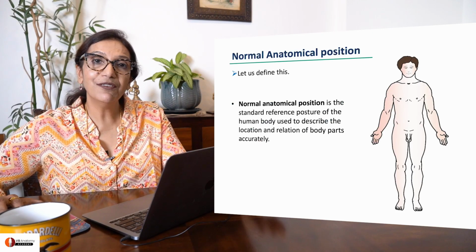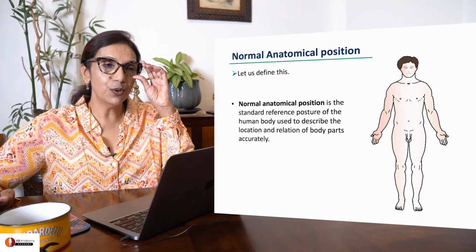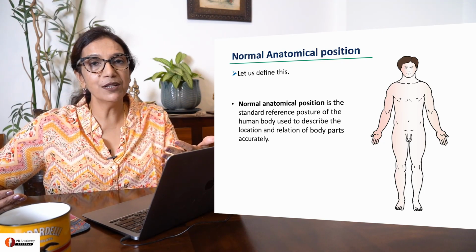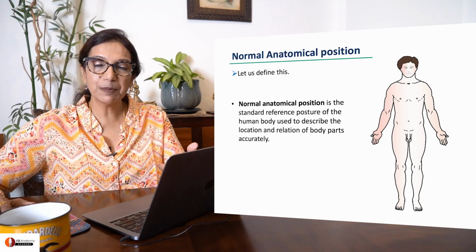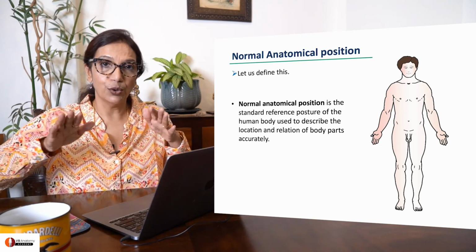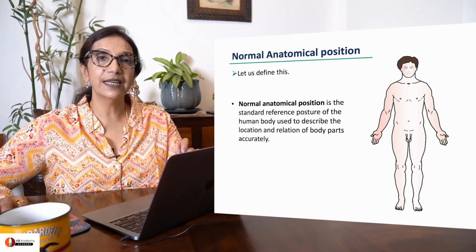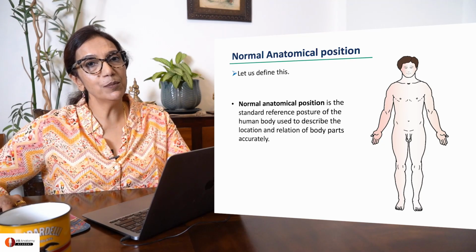Positions of the body. First, of course, the normal anatomical position. I suggest that you do this, okay? So stand straight like this person. Have your arms at your sides, your toes facing forwards. Stand tall, look straight ahead. That's the normal anatomical position.